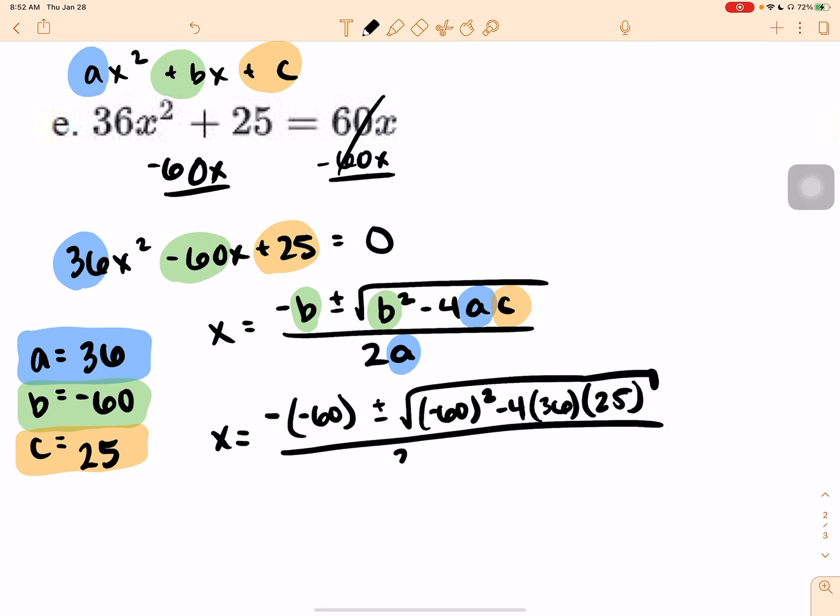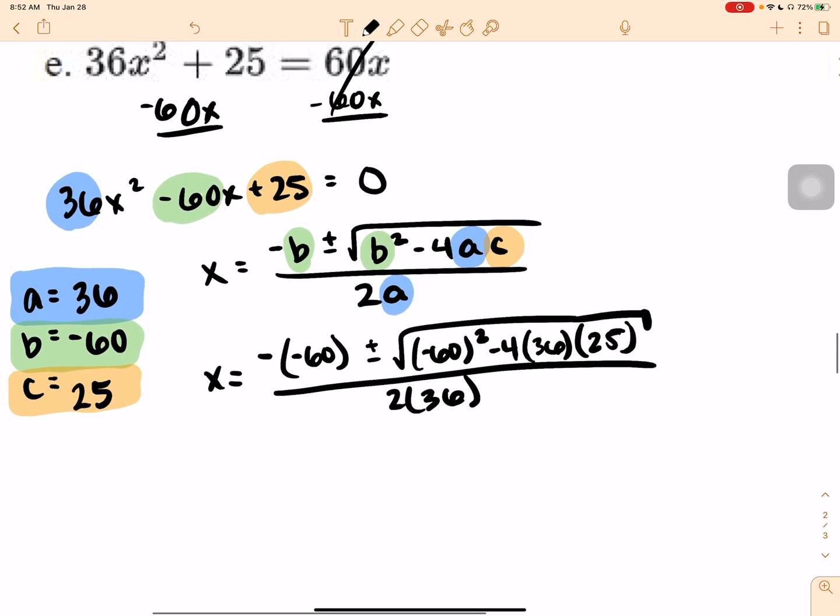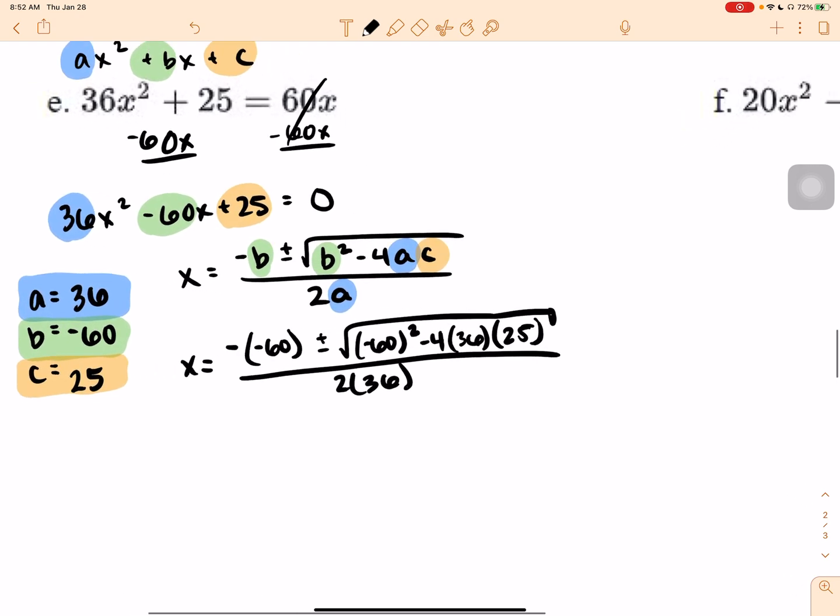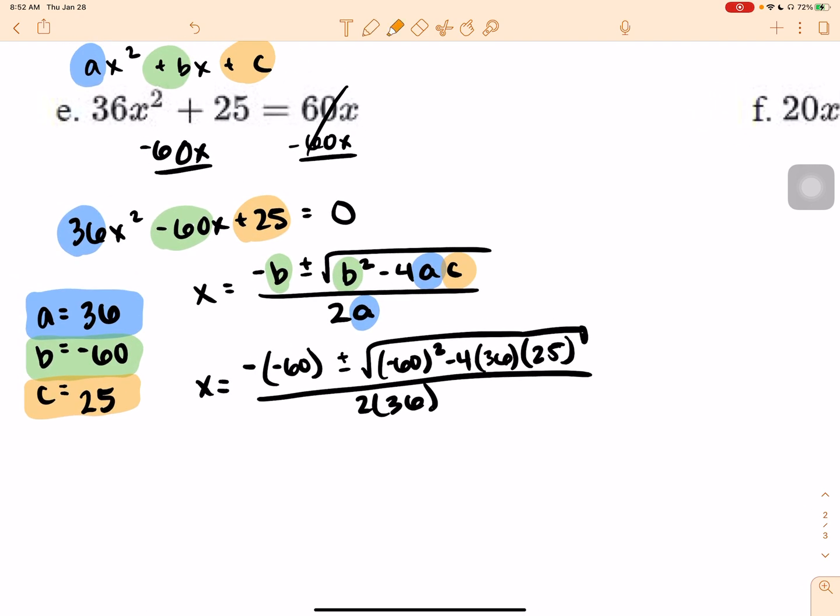All over 2 times A, so 2 times 36. These are huge numbers, so you might definitely need a calculator for some of them, and that's okay. All right. So just in case it helps you, I'm just going to highlight where my numbers were, so you can see the relationship there, where I plugged in numbers and what they were from the get-go.